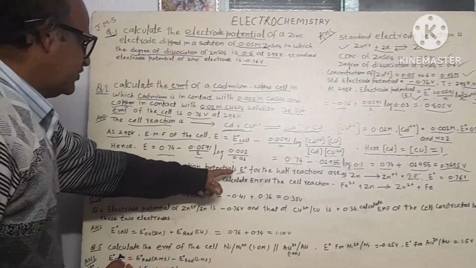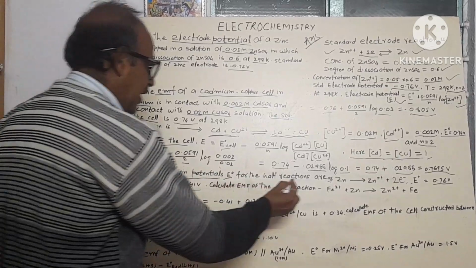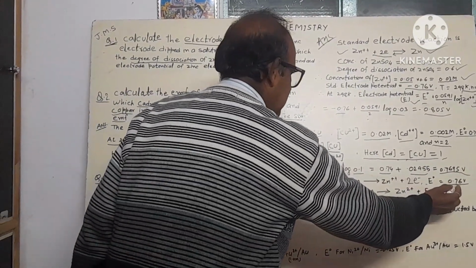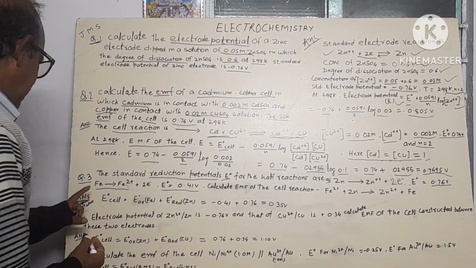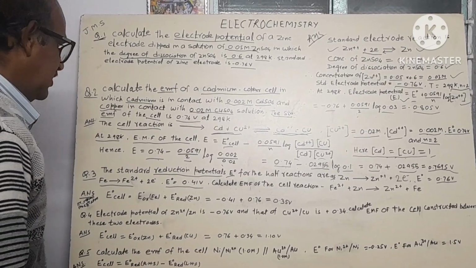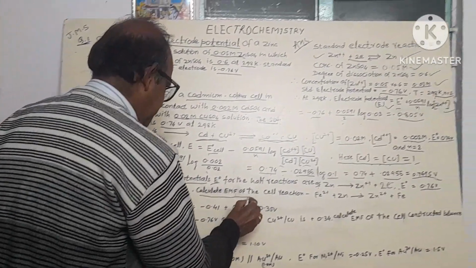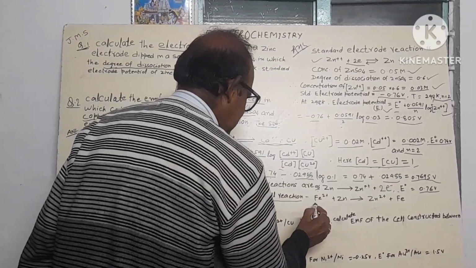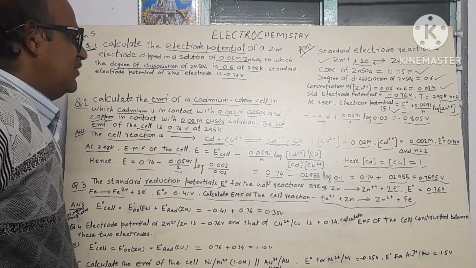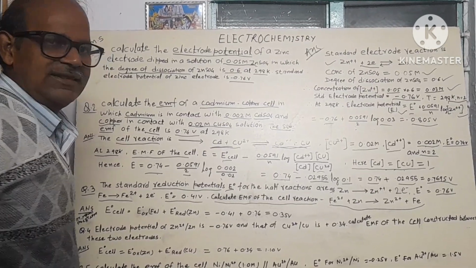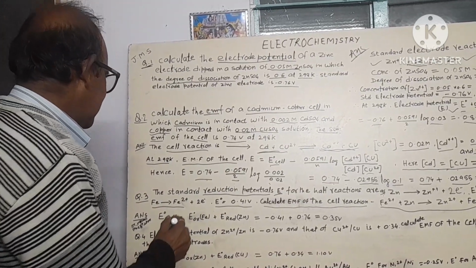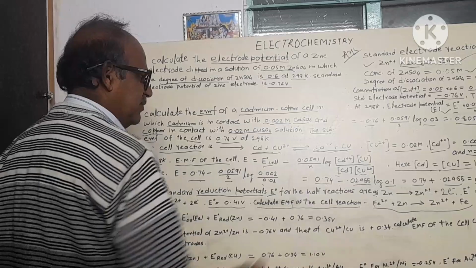Okay, the standard reduction potential, standard E0 for the half cell reaction. For this reaction Zn2 plus, it is given 0.76 volt, and for iron, another half cell reaction, its value is 0.41 volt. Calculate the EMF of the cell reaction. This is the cell reaction, it is given in the question. Then you will think that all values are there, you can calculate, you will think like that, but it is not so easy. Correct?